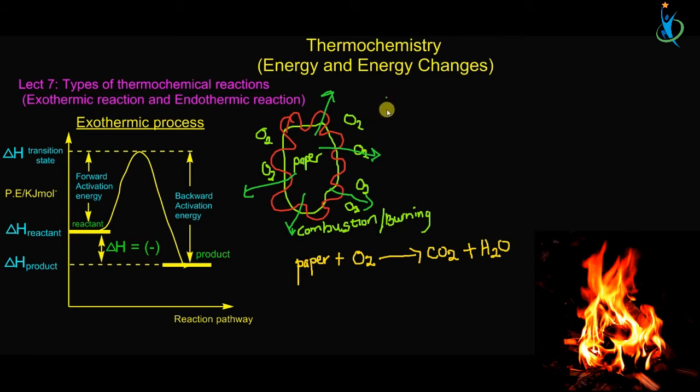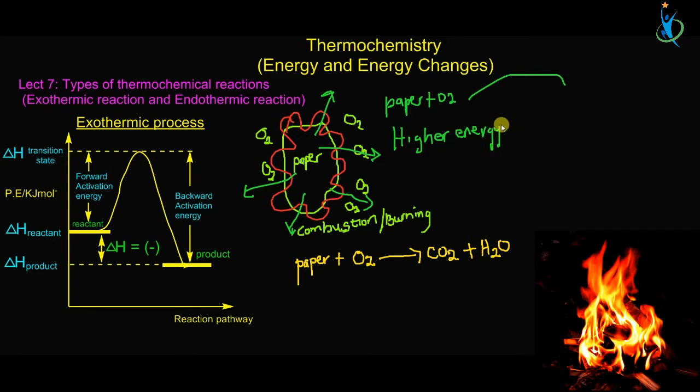So the paper, and then the oxygen, is what gives off the energy. So the energy is given off to the surrounding. And so it basically means that the paper at the beginning of the reaction was at a higher energy level. The paper was at a higher energy level. So the paper was having higher energy.